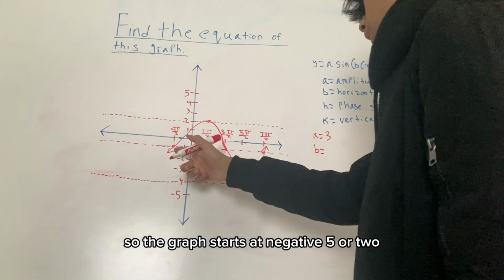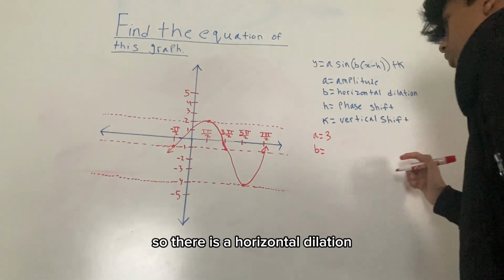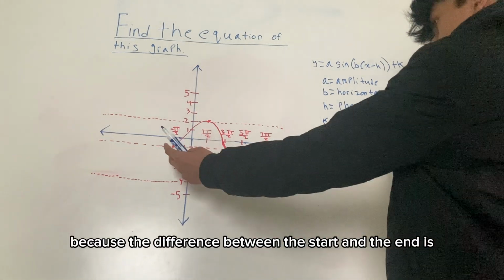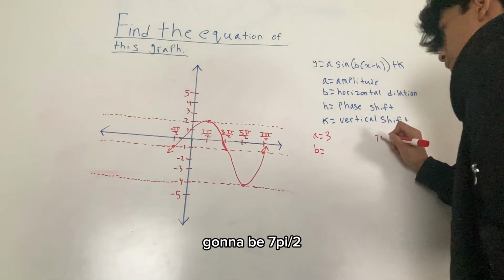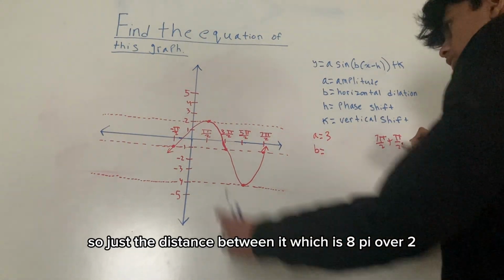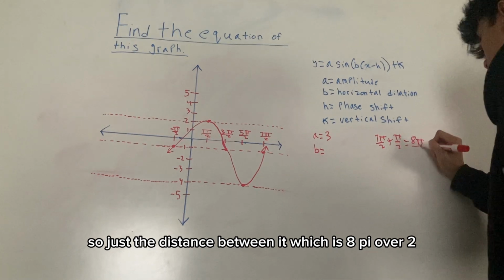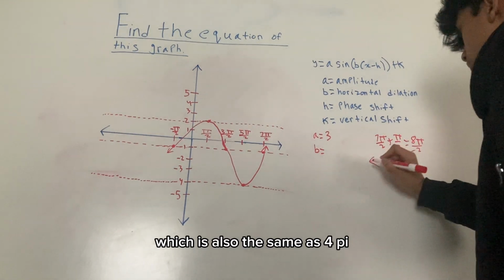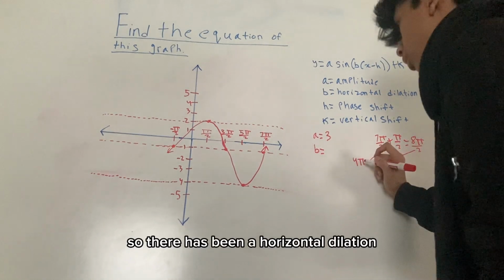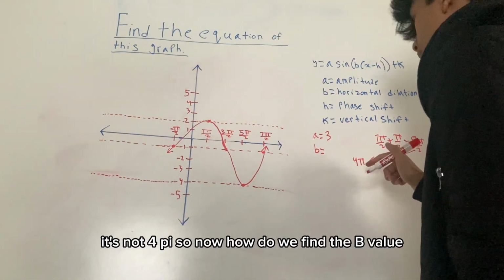The graph starts at negative pi over 2 and ends at 7 pi over 2. So there is a horizontal dilation, because the difference between the start and the end is 7 pi over 2 plus pi over 2, so just the distance between them, which is 8 pi over 2, which is also the same as 4 pi. So there has been a horizontal dilation, because instead of 2 pi, it's now 4 pi.